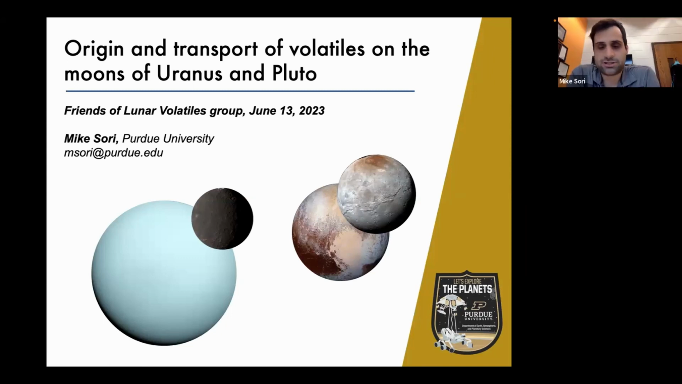So yeah, I know it's a Lunar Volatiles group, but I was asked to give a talk on some of my outer solar system volatile transport work. So that's what we'll be doing, focusing on some of the moons of Uranus and Charon, the moon of Pluto. And hopefully you'll see throughout the talk that the work is really motivated originally by a lot of the work on the inner planets, including the moon and Mercury.